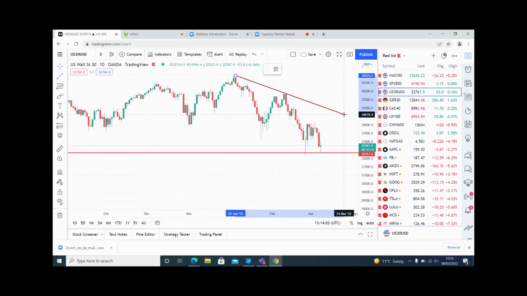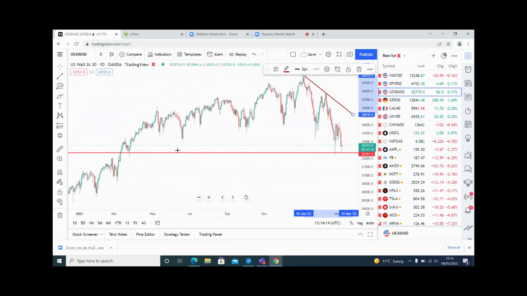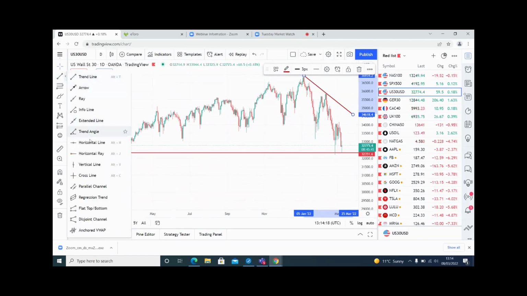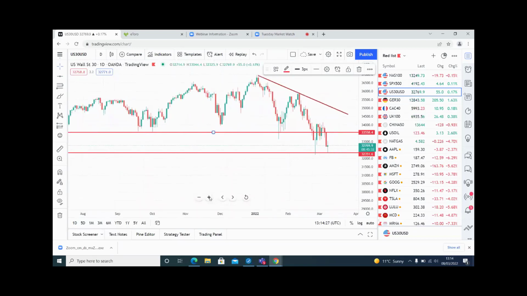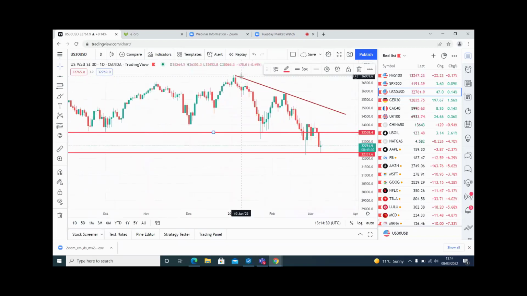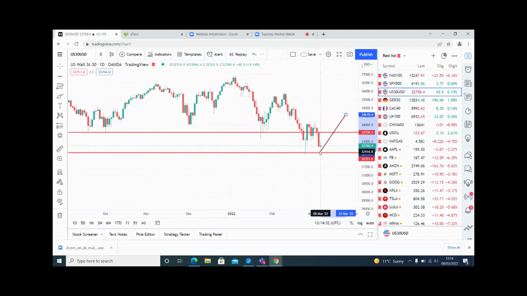Trend line there doesn't work, unfortunately. But what we do have is a pretty decent horizontal level just above it. So if I get another horizontal, even if we do take this long, just imagine we do take this long, you have to be taking profit before it hits that ceiling.